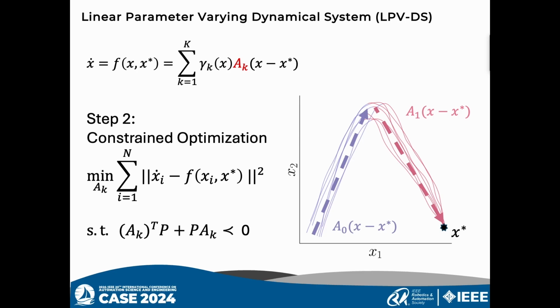Now that we have gamma k, we can estimate the parameter of linear system A sub k by minimizing the difference between the reference velocity and the estimated velocity. In addition, we enforce the following constraint, which is the stability condition for LPV-DS using a quadratic Lyapunov function. In this example, we see each linear system describes a distinct motion of the original demonstration, and gamma k tells us which linear system is more dominant given where our current state x is.